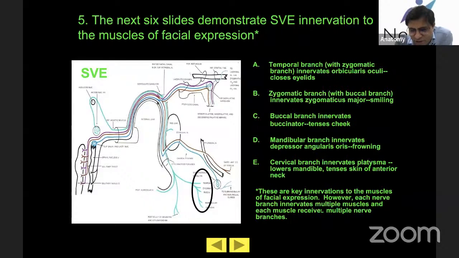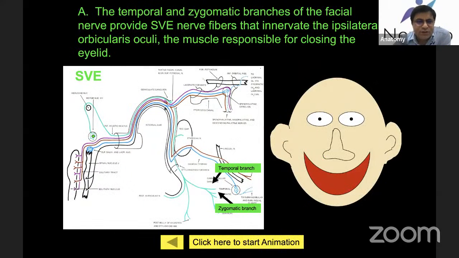These are the key innervations to the muscles of facial expression. However, each nerve branch innervates multiple muscles and each muscle receives multiple nerve branches, right? Okay, now here we're going to see the temporal and zygomatic branches, right? These are the two branches of the facial nerve which provide special visceral efferent nerve fibers that innervate the ipsilateral orbicularis oculi. So we're not talking here about the upper motor neurons. It's all about the lower motor neurons, so they're going to innervate the muscles of the ipsilateral side.